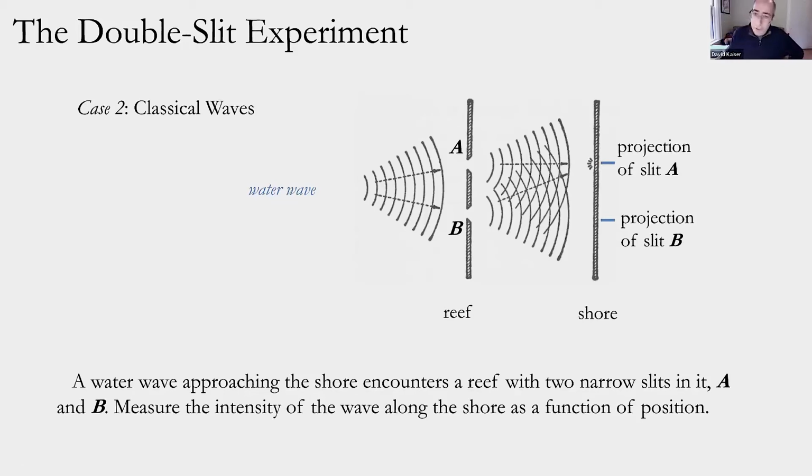Now what we want to do is measure the intensity of the waves that lap up on shore. Clearly some water gets through slits A and B.